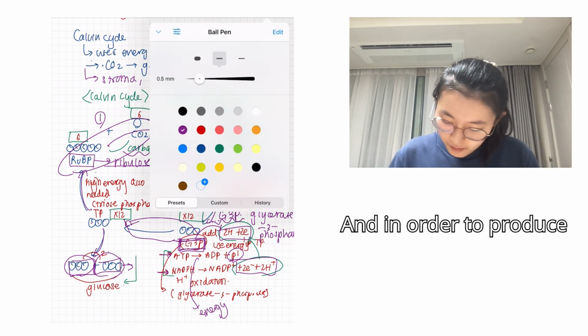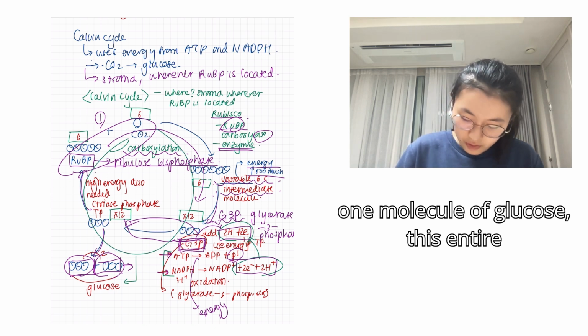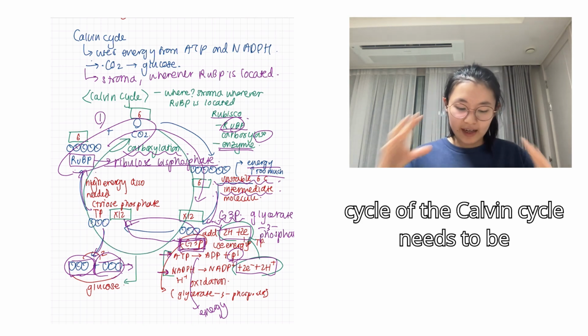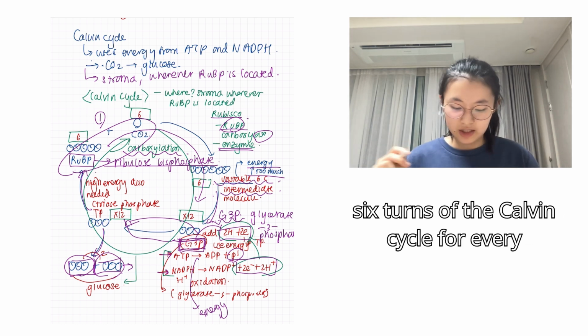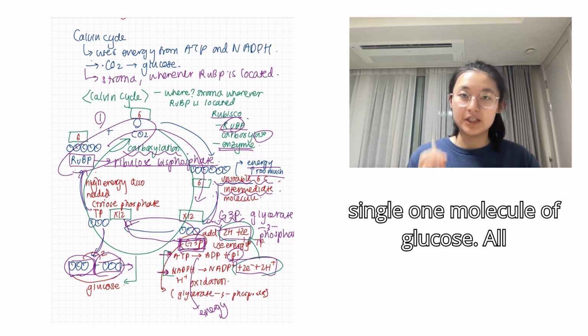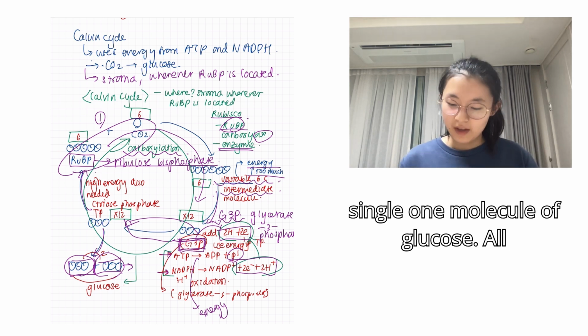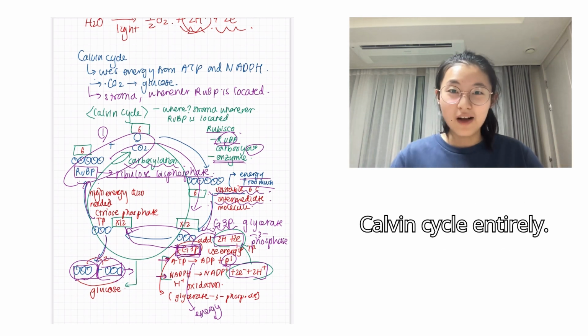And in order to produce 1 molecule of glucose, this entire Calvin cycle needs to be repeated 6 times. So there needs to be 6 turns of the Calvin cycle for every single molecule of glucose. Alright, that is it, and we've covered the Calvin cycle entirely.